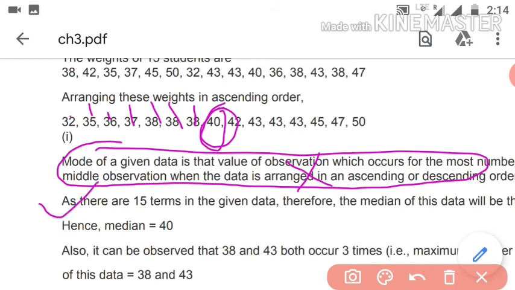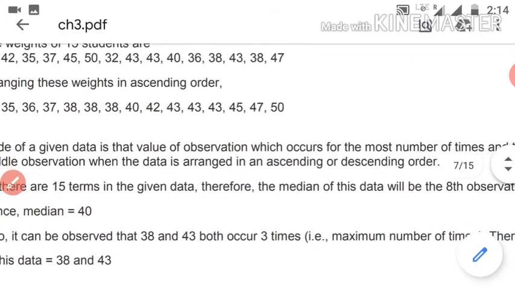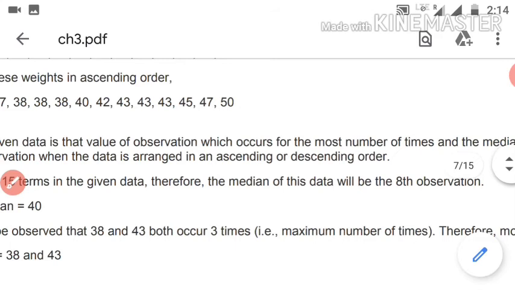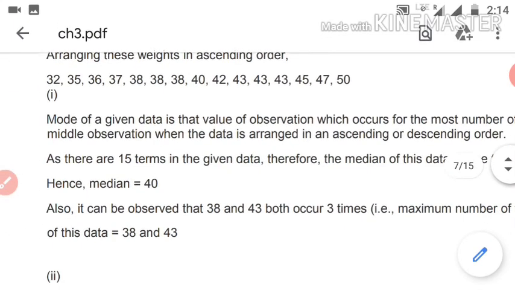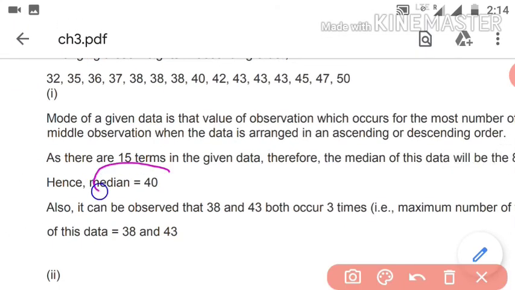Okay, you can write directly: as there are 15 terms in the given data, therefore the median of this data will be the 8th observation. So the 8th observation is how much? 40, isn't it? The 8th observation is 40. So the median value is 40 and the mode value is 38 and 43.